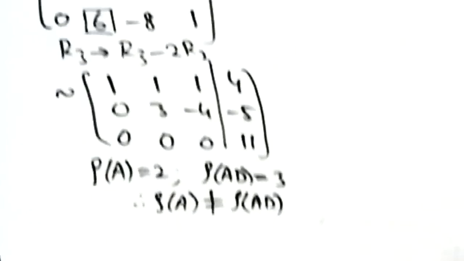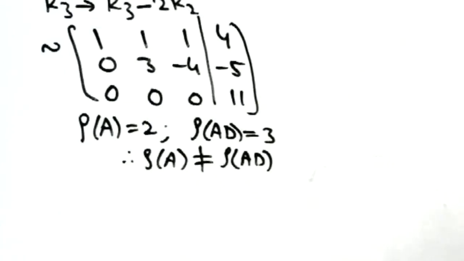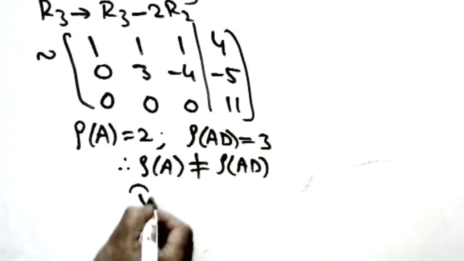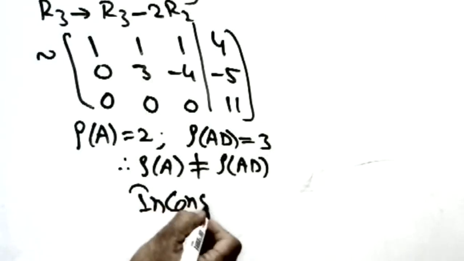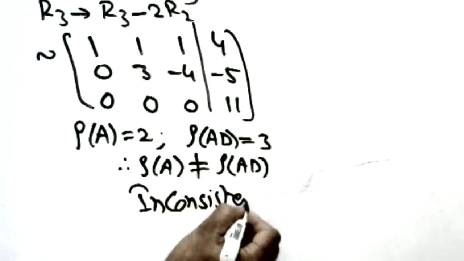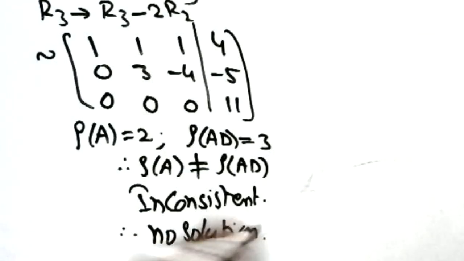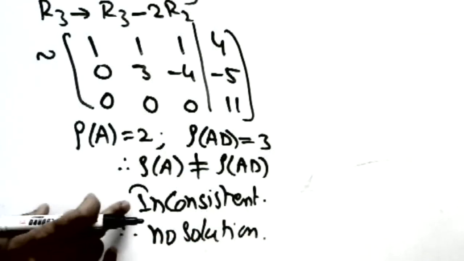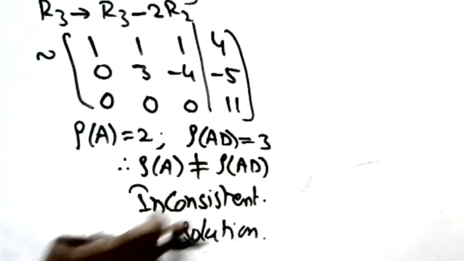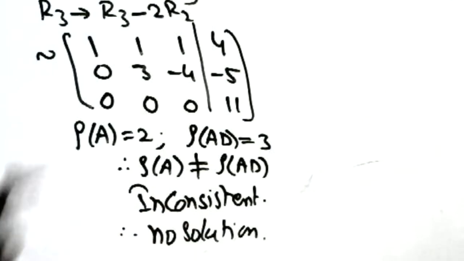So this is the last condition. When the two ranks are not equal, we say the system of equations is inconsistent. What is the meaning of inconsistent? That means they do not have any solution. So in short, I am writing no solution. You write like this: the system of linear equations is inconsistent and hence has no solution.